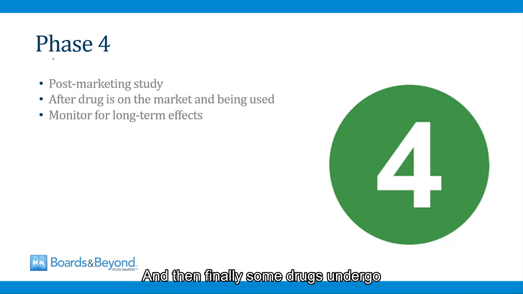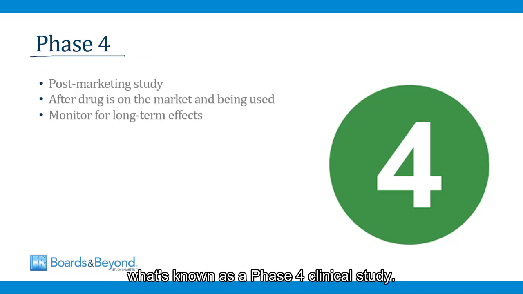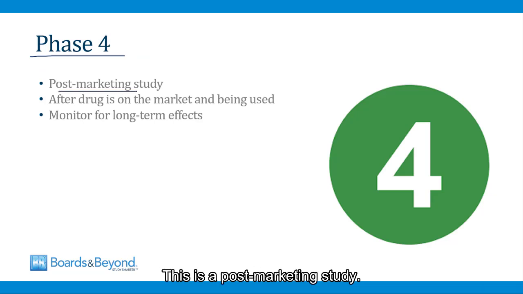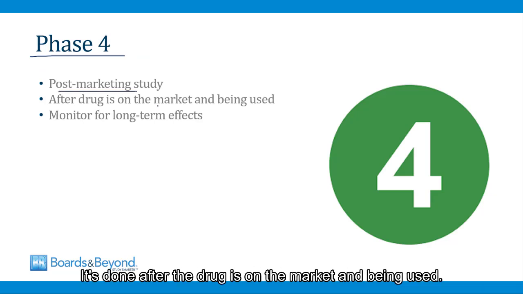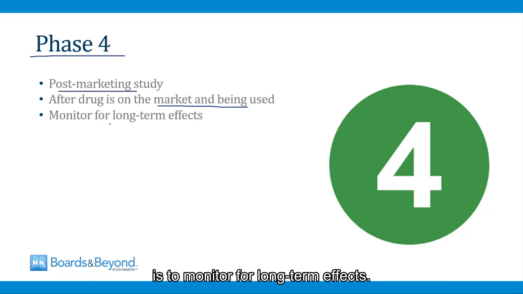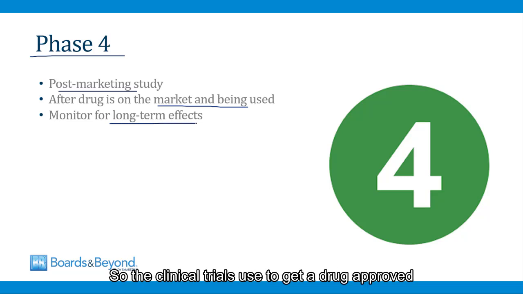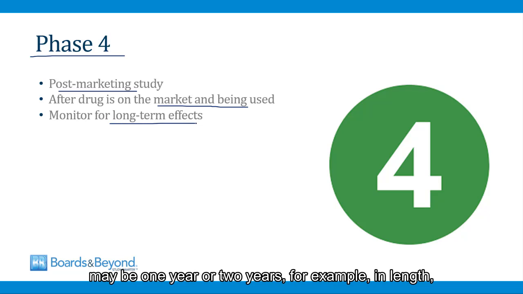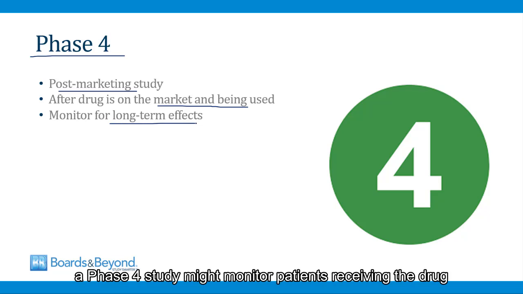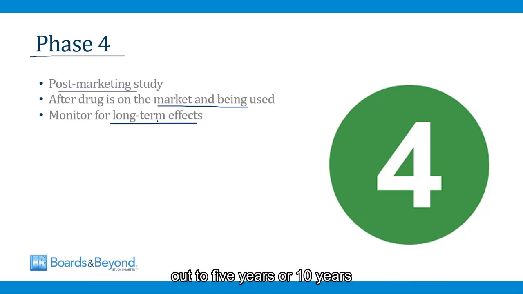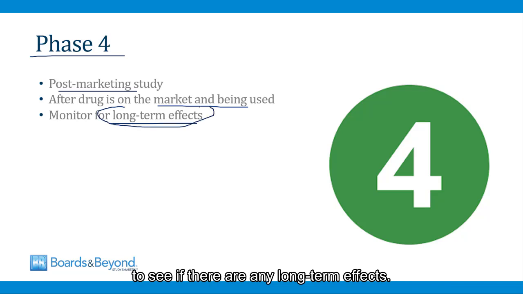And then finally, some drugs undergo what's known as a phase 4 clinical study. This is a post-marketing study. It's done after the drug is on the market and being used. And often the goal of a phase 4 study is to monitor for long-term effects. So the clinical trials used to get a drug approved may be 1 year or 2 years, for example, in length. A phase 4 study might monitor patients receiving the drug out to 5 years or 10 years to see if there are any long-term effects.